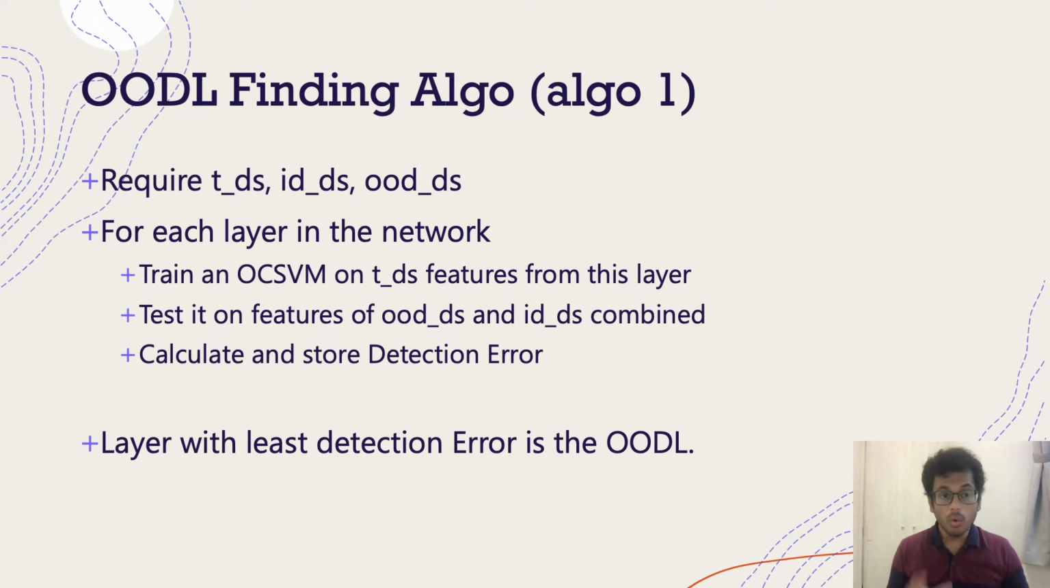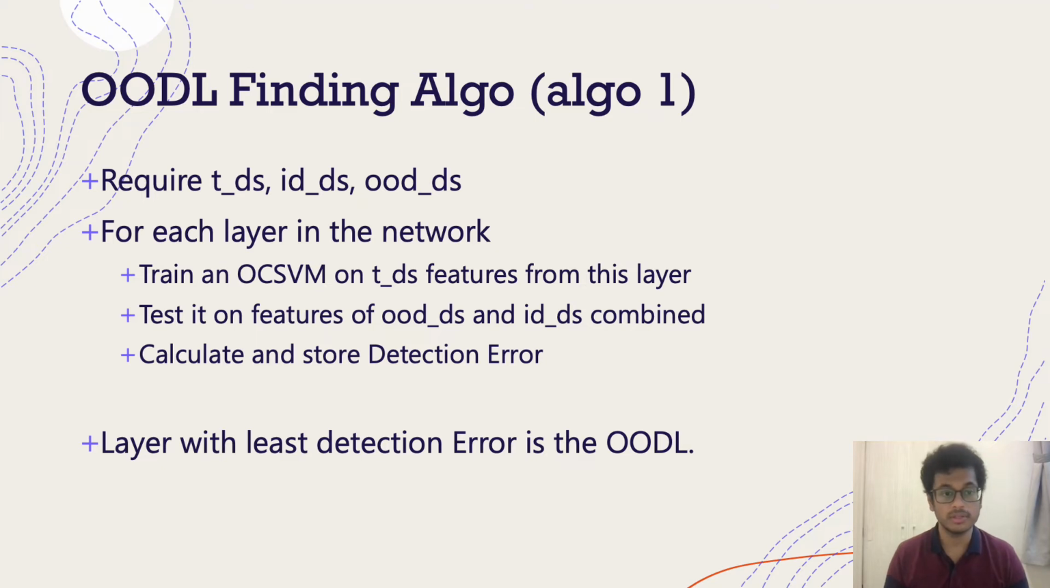Now, the OODL of any network can be found using this simple algorithm called Algo 1. It requires three datasets. TDS is the training dataset of the original classifier, example MNIST train. IDDS is a dataset of ID samples, example MNIST test, and OODDS is a dataset of OOD samples, example the test set of fMNIST.